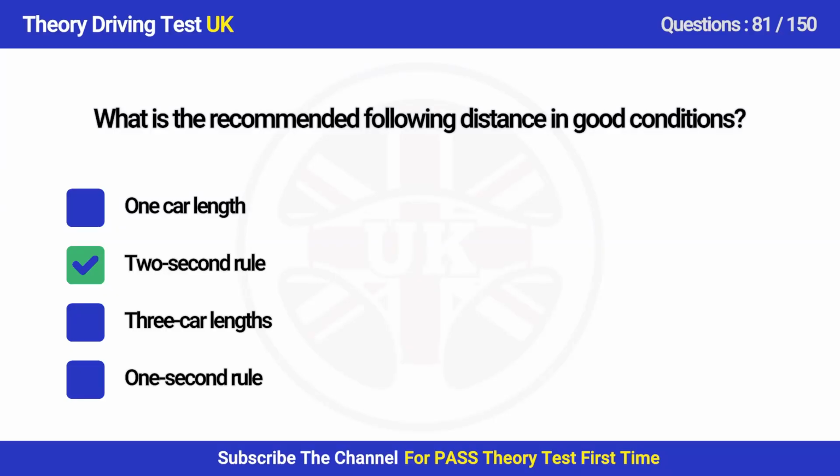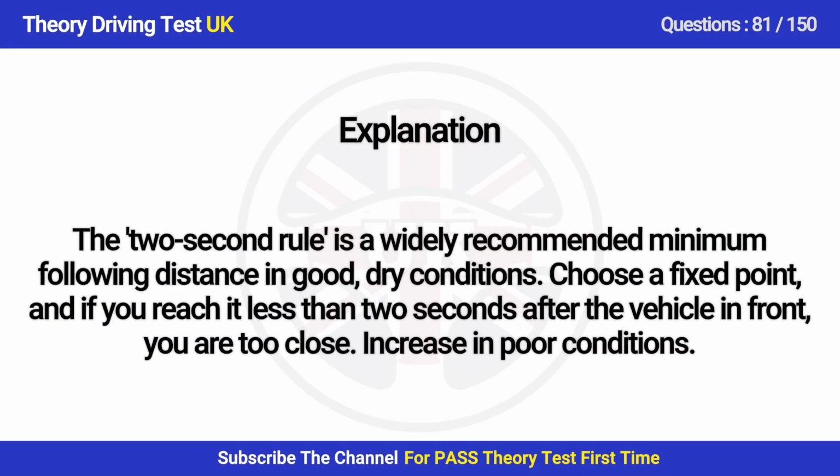Answer is B. 2-second rule. The 2-second rule is a widely recommended minimum following distance in good, dry conditions. Choose a fixed point, and if you reach it less than 2 seconds after the vehicle in front, you are too close. Increase in poor conditions.